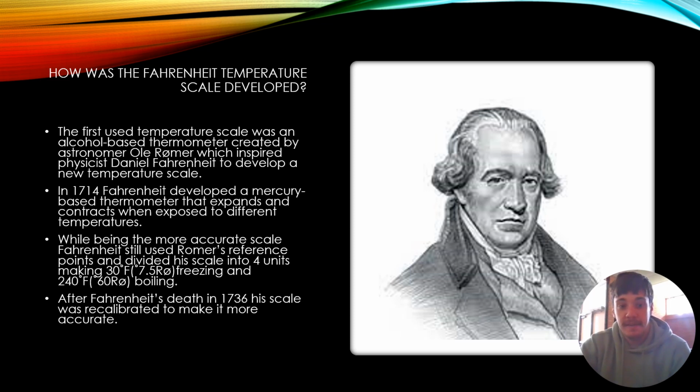After Fahrenheit's death in 1736, his scale was recalibrated to make it more accurate. So nowadays we know that 32 degrees is freezing and 212 is boiling, which makes it two fixed points with a 180 degree separation. Daniel Fahrenheit also concluded that 96 degrees was the normal temperature for your body, and as we know, it was later calibrated to be 98.6, which I don't know why it shouldn't be 98 degrees to become more simple.